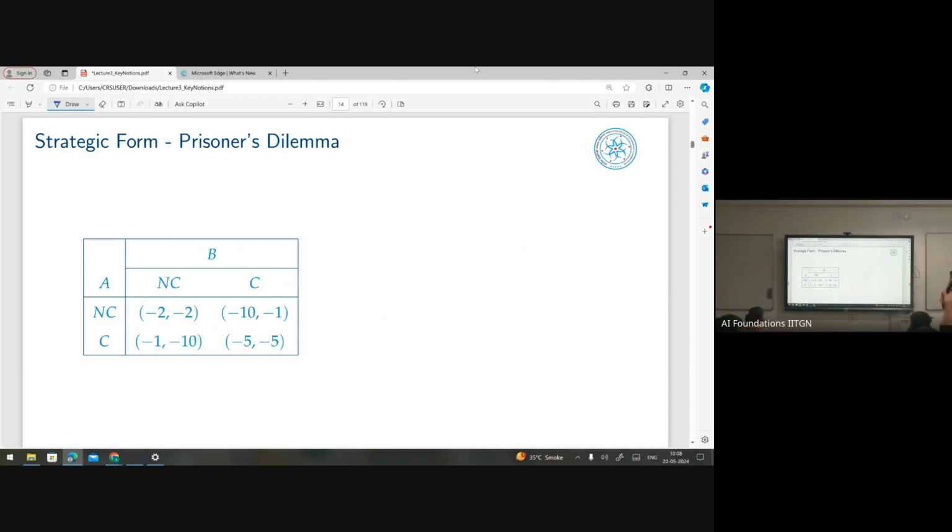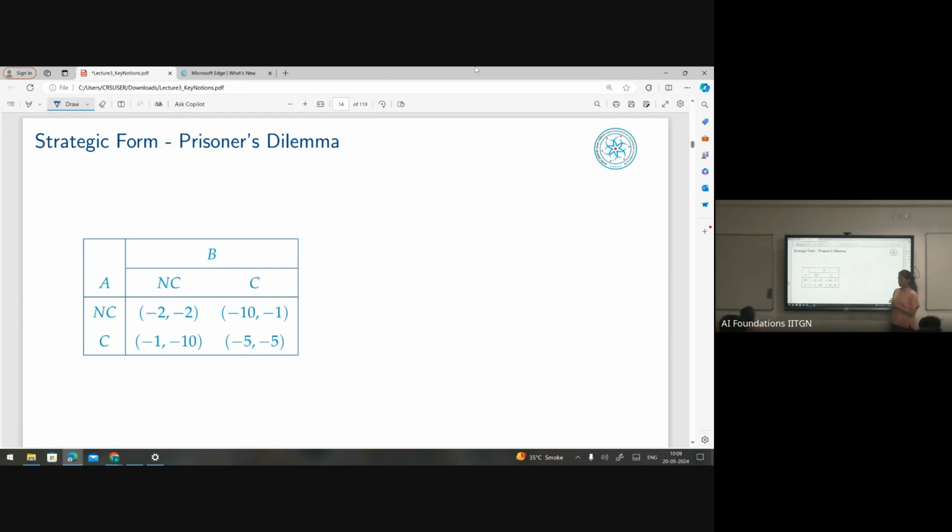So for people who were not there in the previous class, this is a strategic form representation of this game called Prisoner's Dilemma. In Prisoner's Dilemma, we have two agents, A and B, and each of these agents has two different actions or choices to make. That is, either to confess or not confess. What this is essentially is that we have either two prisoners who have committed some crime and people know that they have committed it, or it is two students, like I had explained, who were caught cheating.